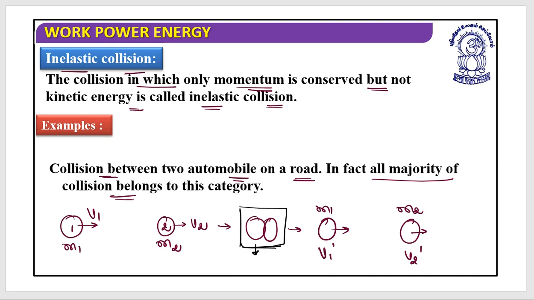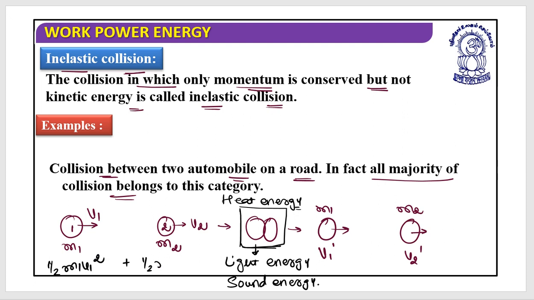When they collide, certain other energies can be developed, such as light energy, or sound energy, or mainly heat energy. In this kind of energies, your energy is going to be wasted, and that's why the initial kinetic energy, half m1 v1 square plus half m2 v2 square, is not equal to half m1 v1 dash square plus half m2 v2 dash square. I hope this is clear.